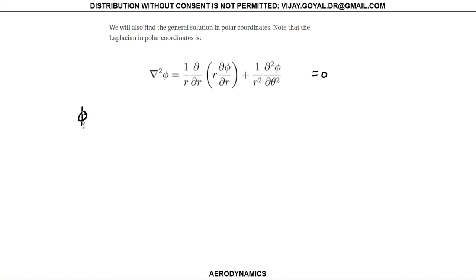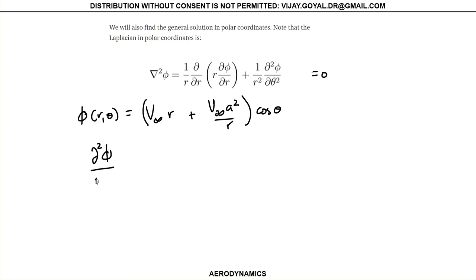We know in the problem that phi of r and theta is equal to V infinity r plus V infinity a squared over r, times cosine of theta. Let's evaluate each of these terms. The first term is the second derivative with respect to theta. Since the rest is a constant, it's a double derivative of cosine, and you will get V infinity r plus V infinity a squared over r, and it remains cosine because the first derivative is negative sine, then it becomes cosine.